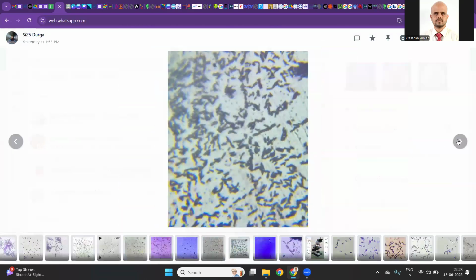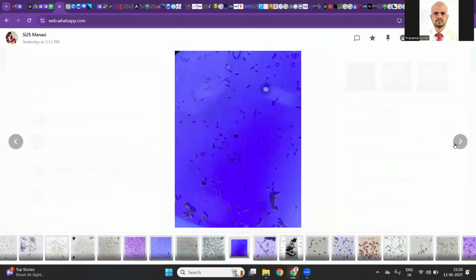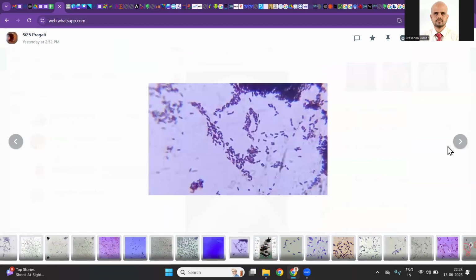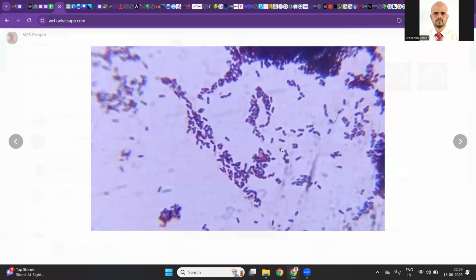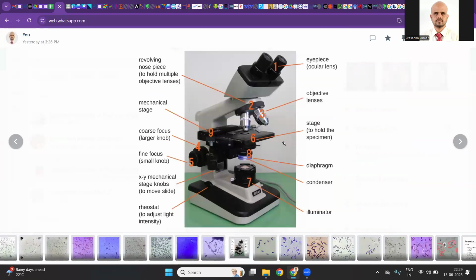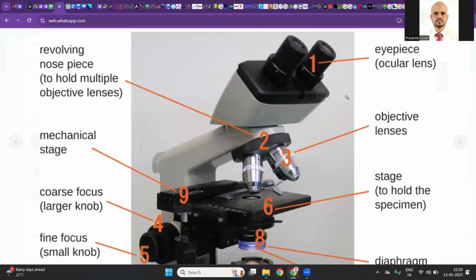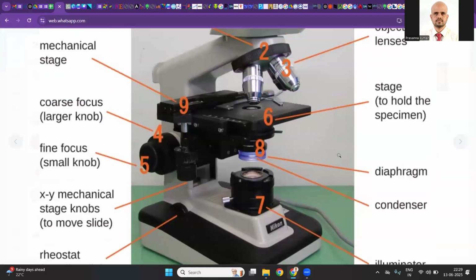Contrast can be increased, the sharpness of the image can be increased. I think too much dye or the voltage, or I think the diaphragm, we need to work on the diaphragm. Okay. If you have worked on the diaphragm, you'll have a much better picture. Okay. And contrast can be increased. So how the contrast should be increased, I will tell you now. Okay. You know the various features of the microscope.